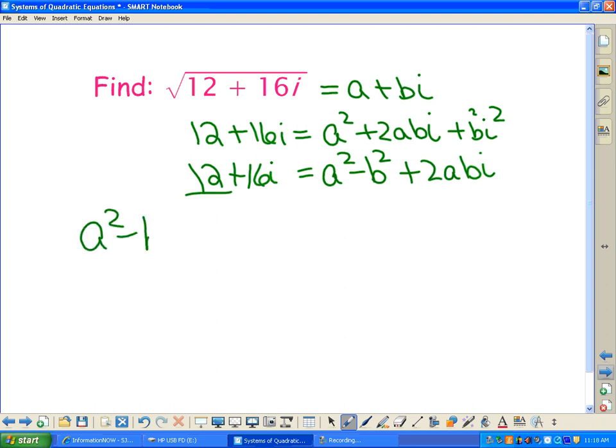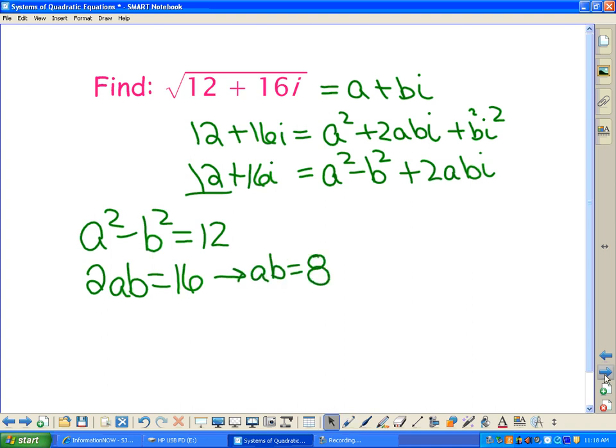So here's one equation. A squared minus b squared equals 12. What's the imaginary part here? What's the imaginary part over there? Okay, so here's my other equation. 2ab has to equal 16. This one, though, can be simplified into a times b is equal to 8. Now, there are your two equations. It's exactly the same. Would you use substitution or elimination? Substitution. That's what I would use.